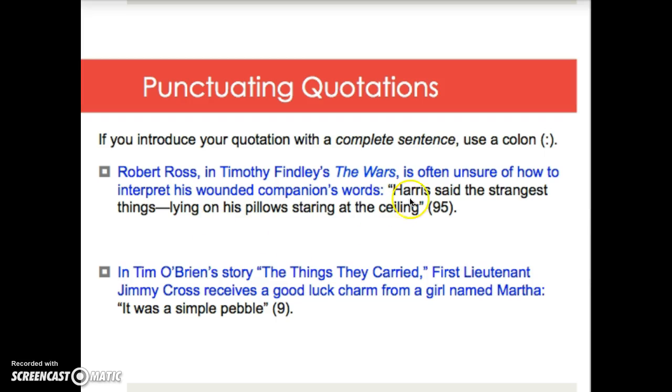And our quotation is not a sentence on its own, so you can't put a period here because otherwise this quotation would be dropped in as an incomplete thought. So we saw this already in our previous example. So in Tim O'Brien's story, The Things They Carried, First Lieutenant Jimmy Cross receives a good luck charm from a girl named Martha. It was a simple pebble. So here again, you have a complete sentence, you have a colon, and then you have your quotation.